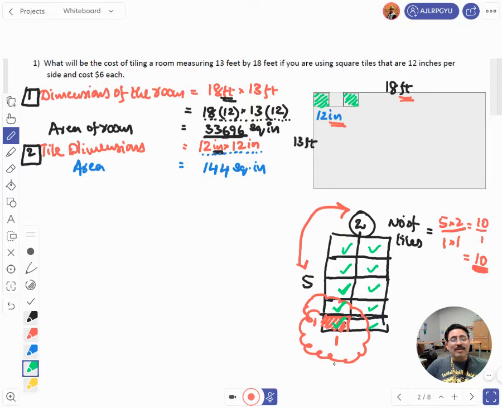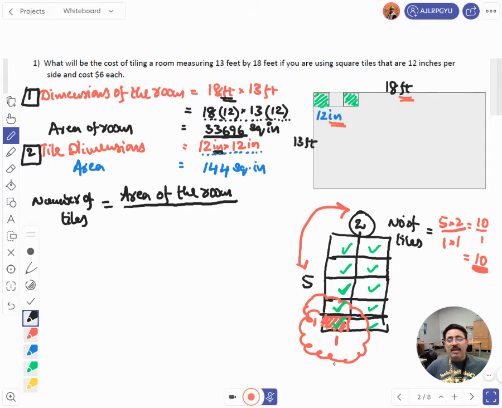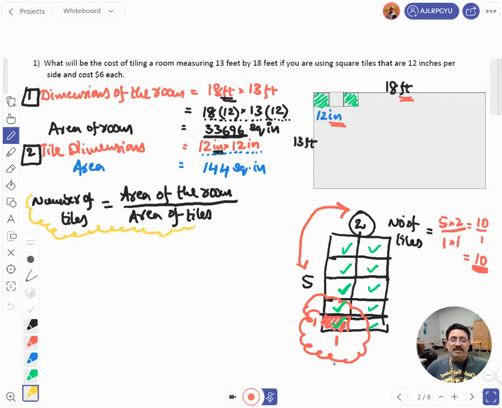So from this you can derive that number of tiles equals area of the room over area of tile. You better memorize all these conditions, but when you practice more of this kind of questions, that stays in your mind.